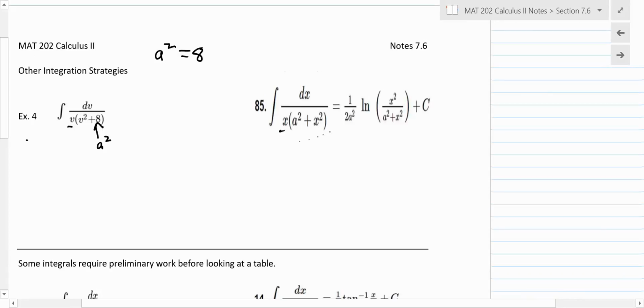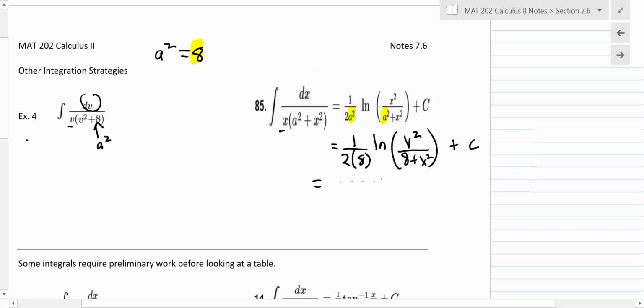Okay, so when we plug in, it looks like you're going to have, so everywhere you see a squared, which shows up 2 places, you're going to plug in an 8 there. That's all you're going to do. So you're going to have 1 over 2 times 8, like that. Now, don't use x squared, use v. Your variable is v, so you want to use v to the second. And then a squared, again, is 8. So that would be 8 plus v squared plus c, like that. You got to be careful about little stuff like that.